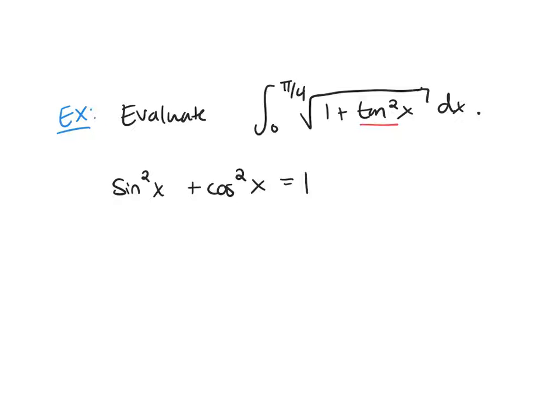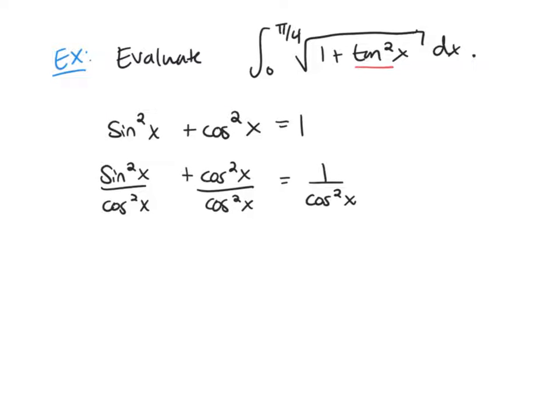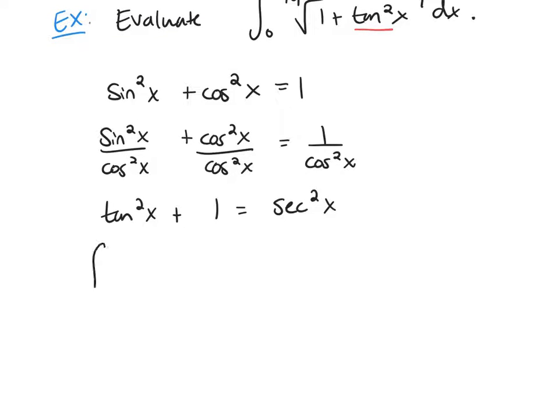So I'm going to take this equation and divide everything by cosine squared. For this first fraction, sine squared over cosine squared is tangent squared. Cosine squared over cosine squared is 1. Just write 1 there. And it's equal to 1 over cosine squared, which is secant squared. So I can now use this formula to substitute into my integral.